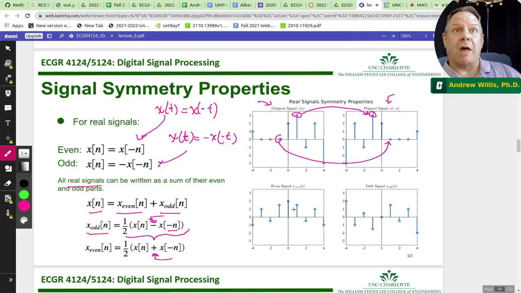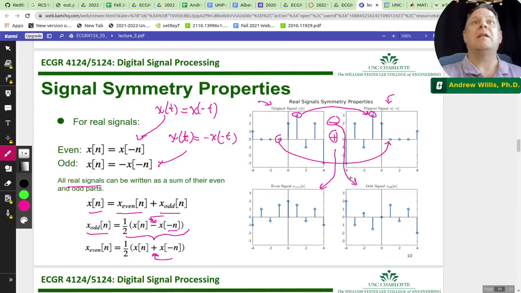Then we add it to itself. If we add this and this, we get this signal. And if we subtract these two signals, we'll get this signal. And that's how you get the even and the odd components of a signal.